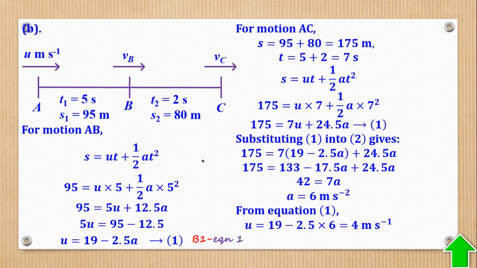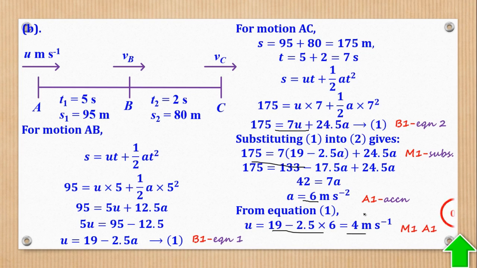So B1 was for the first equation, B1 was for the second equation, M1 was for substituting or solving, and the next mark was for the output, which is the acceleration. Then M1 for substitution, A1 for the output. And that's how you could get the 6 marks in part B to get 12 out of 12.